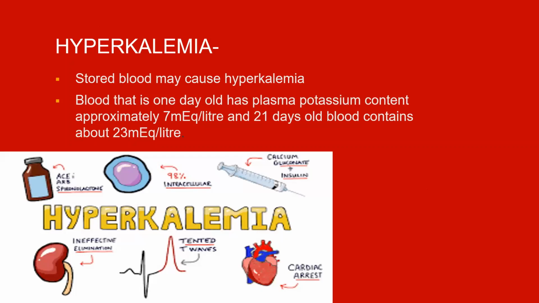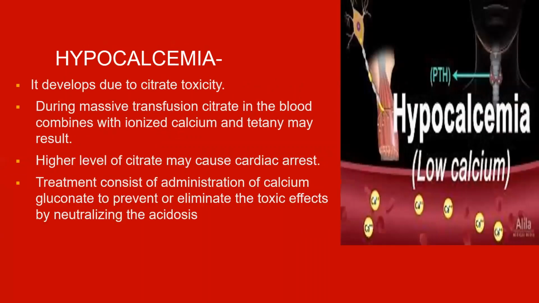Next is hyperkalemia. Basically, stored blood may cause hyperkalemia. Blood that is 1 day old has a plasma potassium content of approximately 7 mEq per liter, and 21-day-old blood contains about 23 mEq per liter of potassium.